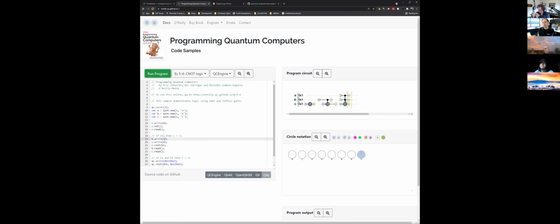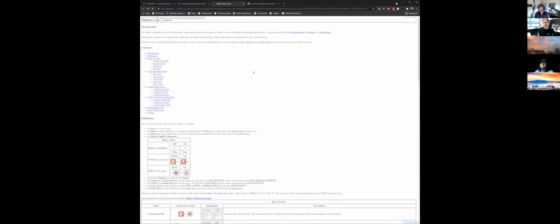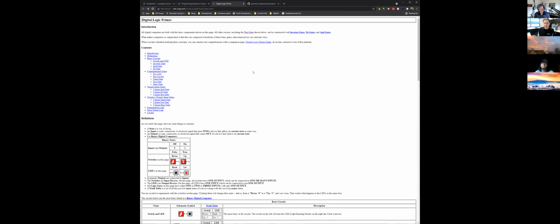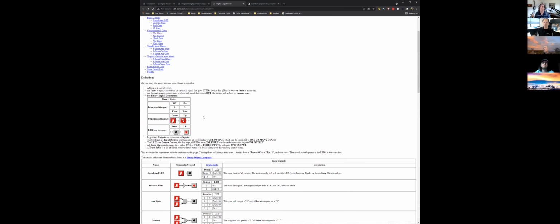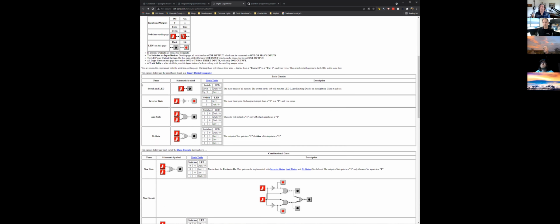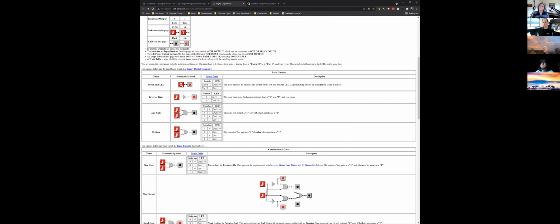But if you want to get an idea of what these circuits are doing, I did find this digital logic primer. And I'll put this in the chat. There you go. It looks a little like it could use some sprucing up UI-wise, but what I love, it's actually all interactive. So he tells you right here, if you turn the switch on or not, the LED goes on or not, no big deal.